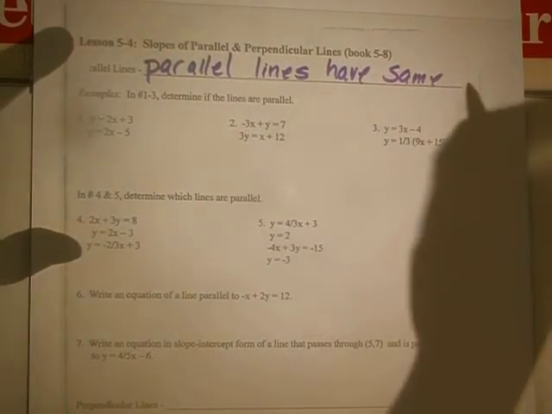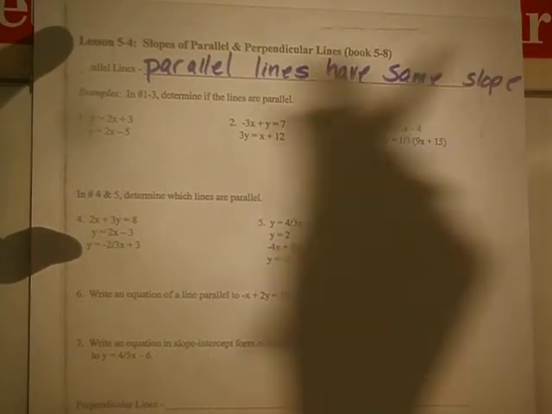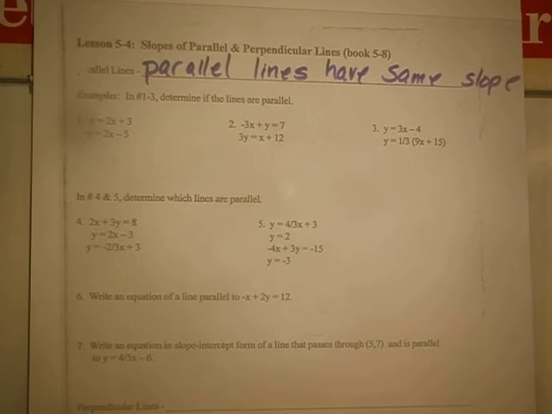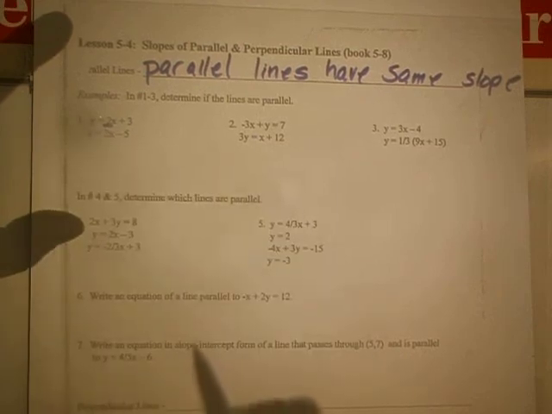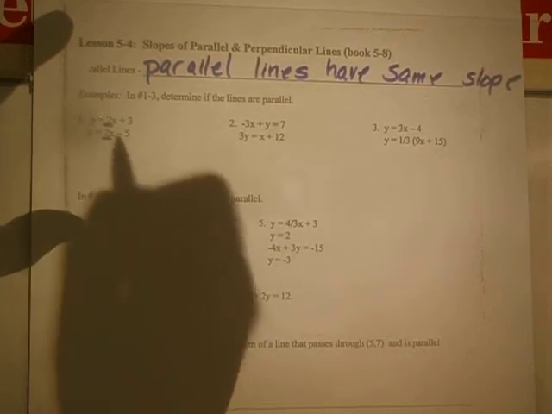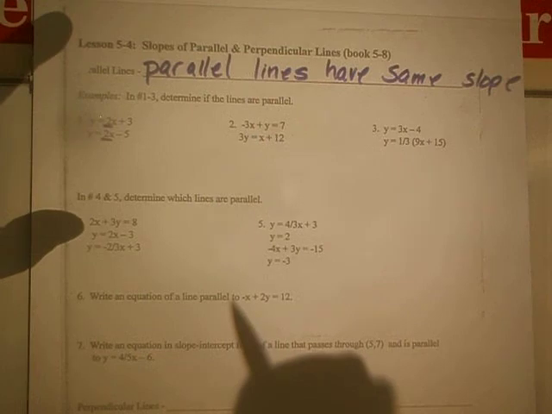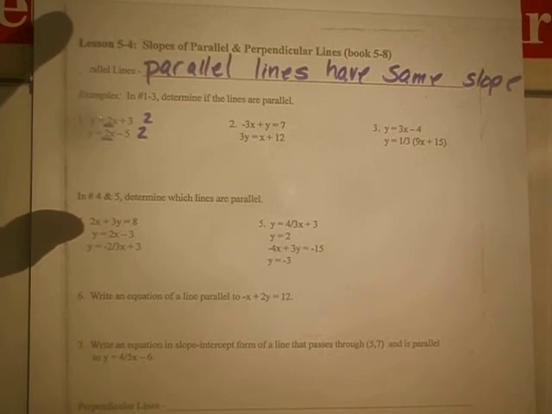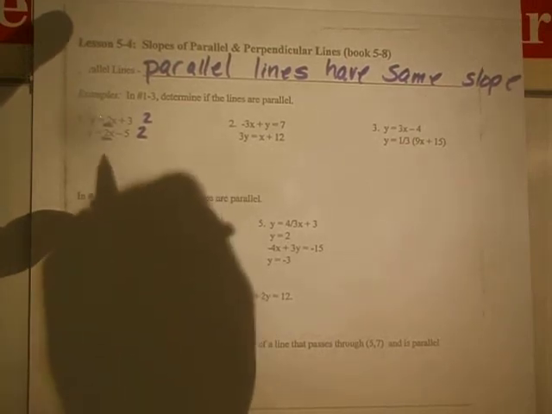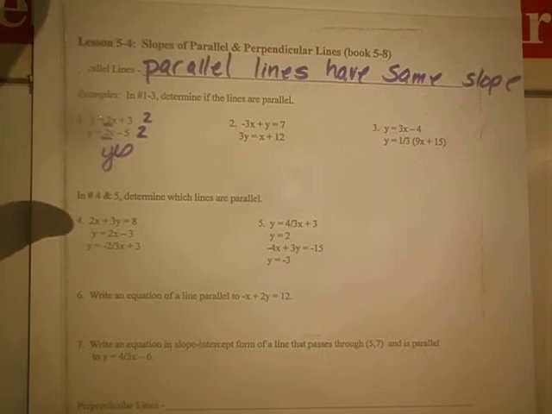And what we need to do first of all is look at these three questions, and we need to find the slope. That's why we filled out that first form, so you can look at it and know how to find the slope here. For example number 1, these are both in slope-intercept form. So the first one has a slope of 2. The second one has a slope of 2. So the slope of the first line and the slope of the second line are the same. So yes, they are parallel.